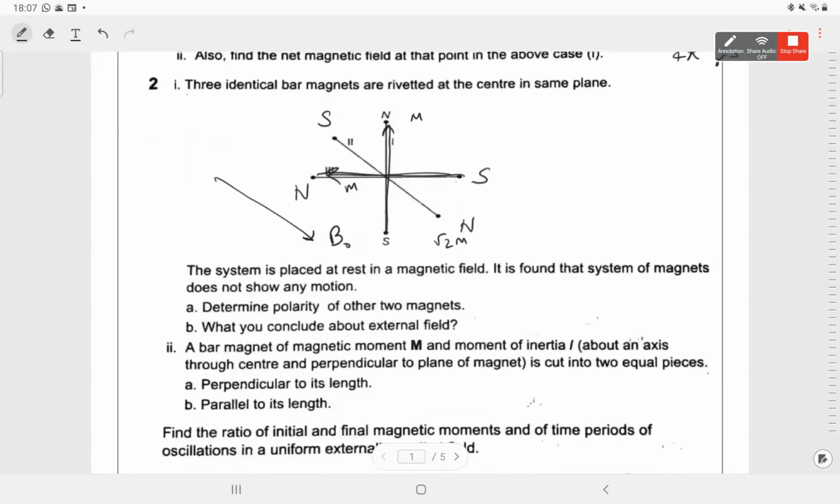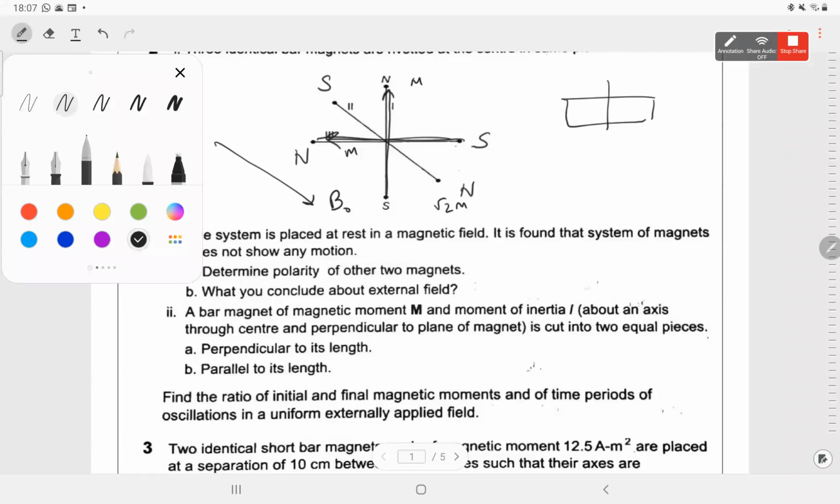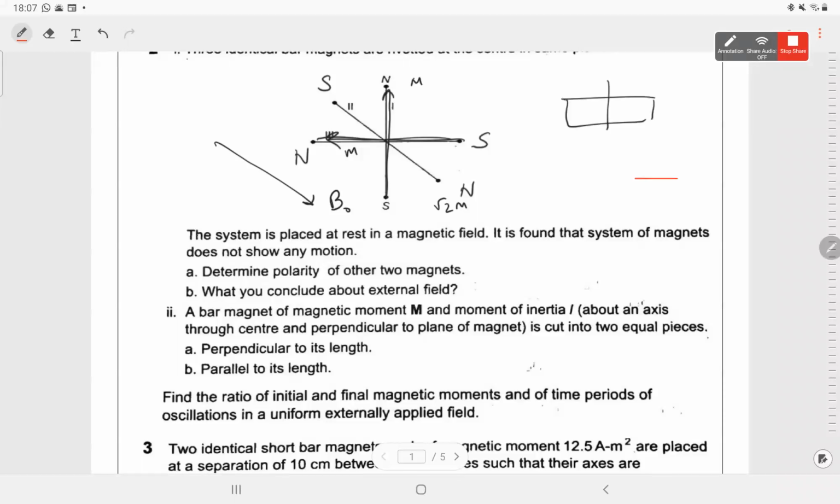Third, a bar magnet of magnetic moment M and moment of inertia I through the center and perpendicular to the plane is cut into two pieces. It is cut into two pieces either perpendicular to the length or parallel to the length. If cut perpendicular to the length, the length will become half, and when it is cut along the length, then the pole strength will become half. So in both cases, the dipole moment is reduced to half of its value.